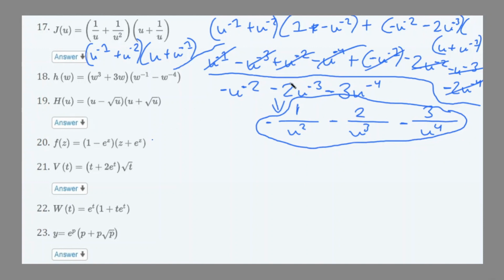And just because of time constraints, we're going to do just a few questions. So we're not going to do 18, and we're not going to do 19. Let's try out number 21.